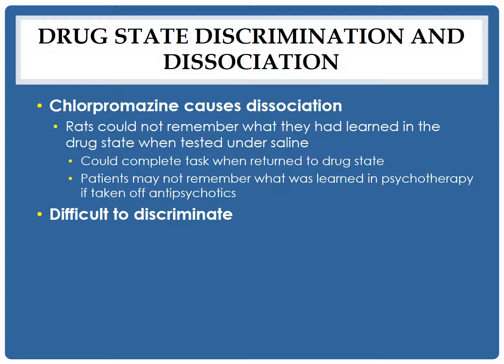In the case of chlorpromazine, it causes dissociation. So the book describes an experiment where rats were unable to remember what they had learned under the influence of the drug when they were later tested under the influence of saline. But they could recall the task. They did recall what they had learned when they were returned to the drug state.